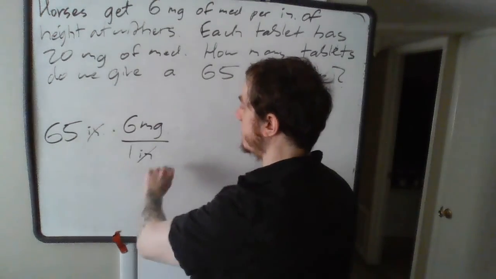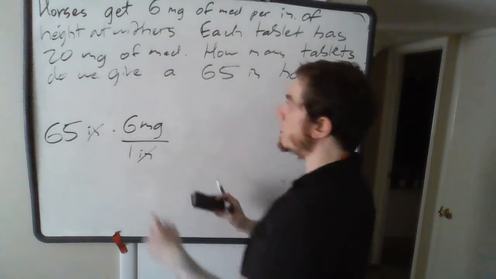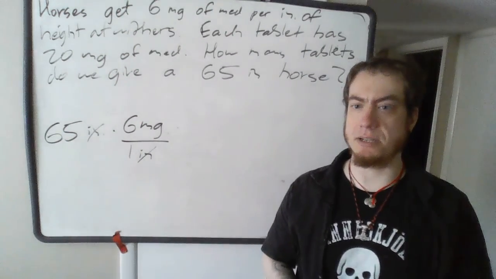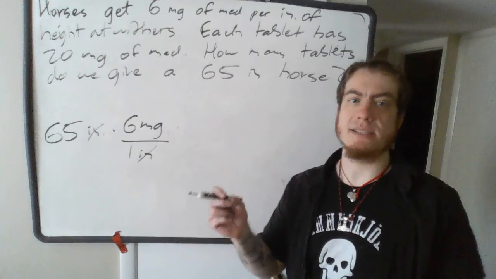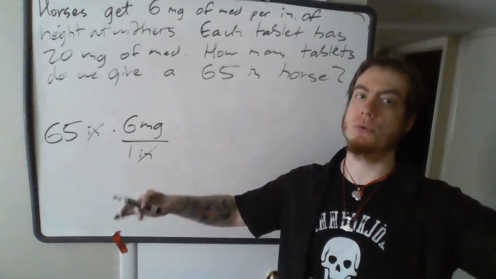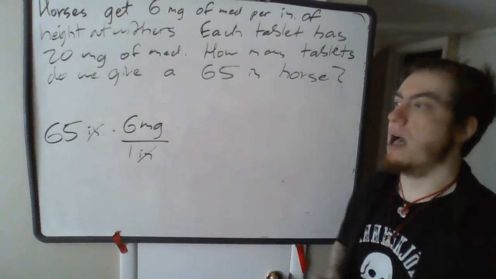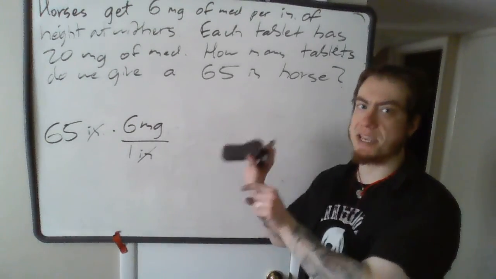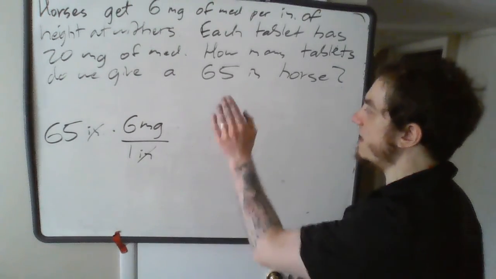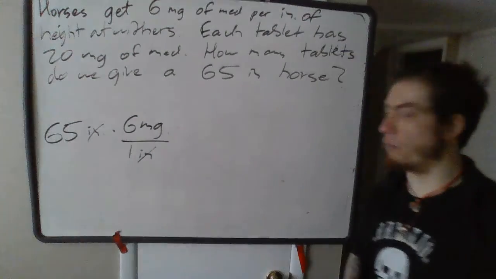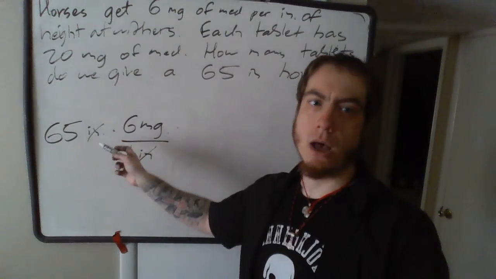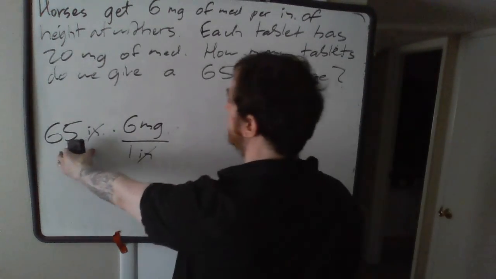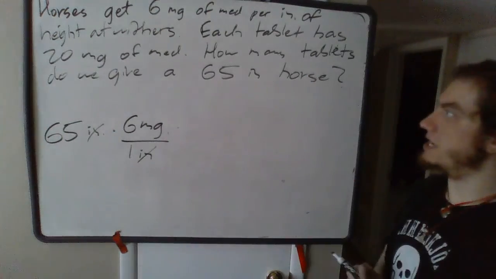I'm not bothering to write down inches of height because there's only one unit of length in this problem. So I don't need to worry about accidentally canceling out two things that are both measured in weight, but they refer to two different types of weights. In the last problem, I had to differentiate between the weight of the patient versus the weight of the medicine. I don't want to cancel those things together. But in this case, there's no danger, so I can avoid having to write, oh yeah, this is inches of the patient's height. So this is going to give me the amount of medicine I want to ultimately give this horse.